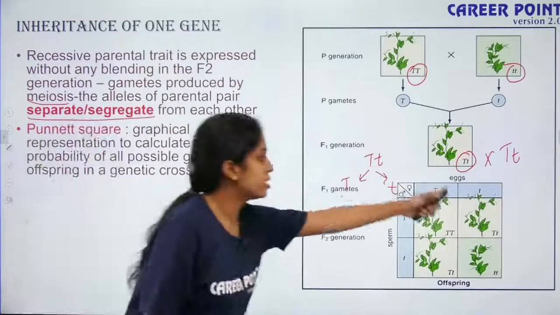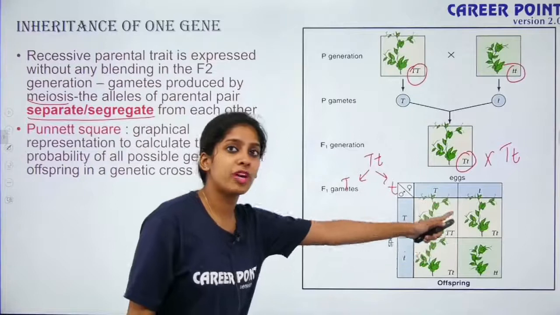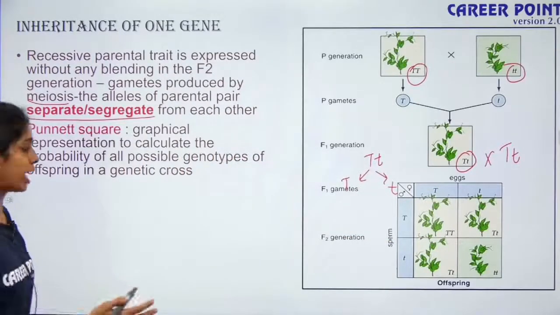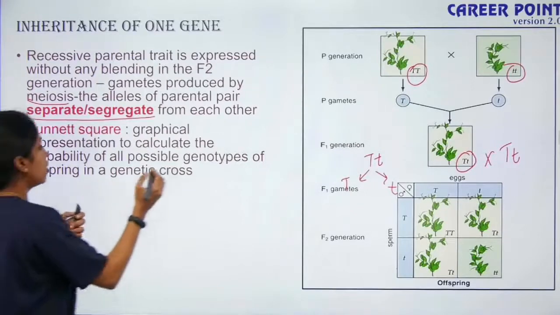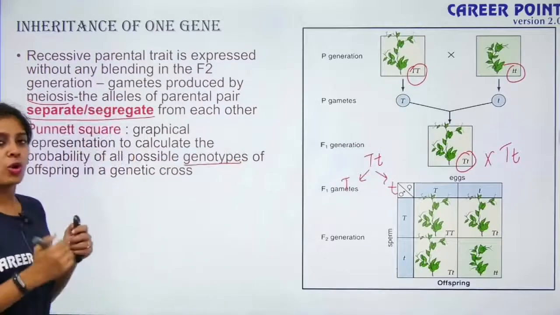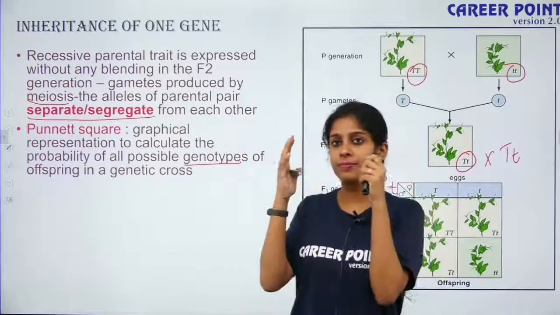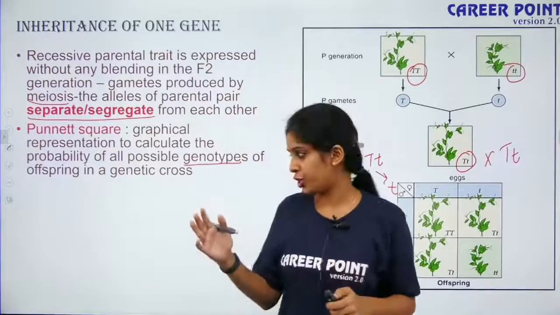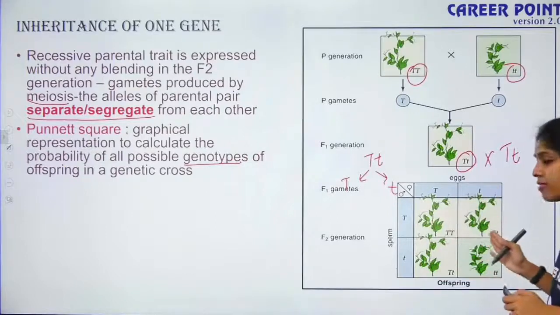So what is this representation of this box called? So we are writing down the gametes and then we are multiplying it to find the generation, right? So we are trying to find the phenotype. So this is called a Punnett square. It is the graphical representation to calculate the probability of all genotypes of offspring. So what do you mean by genotype? Genotype is the genetic makeup of an organism. Okay, so phenotype is the physical observation. So here the phenotype is tall plant, tall plant, tall plant, and this is a dwarf plant.